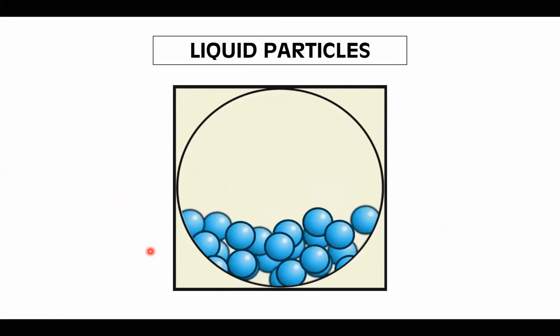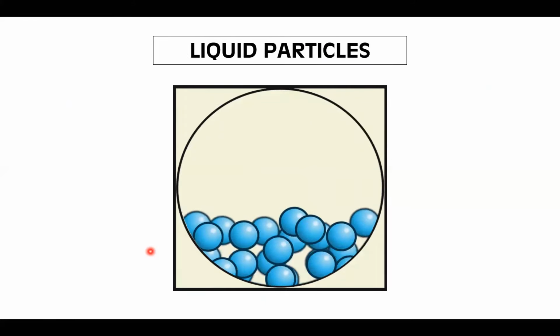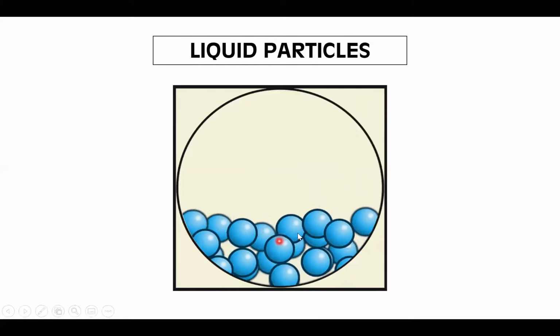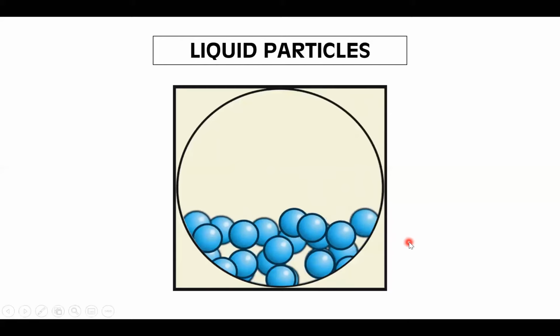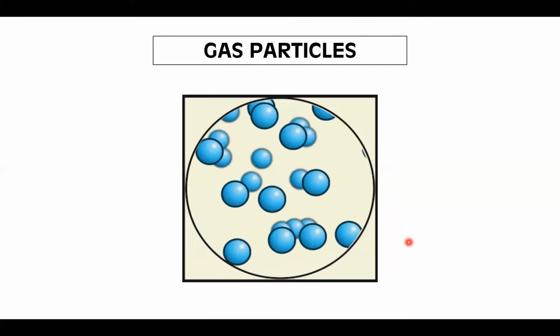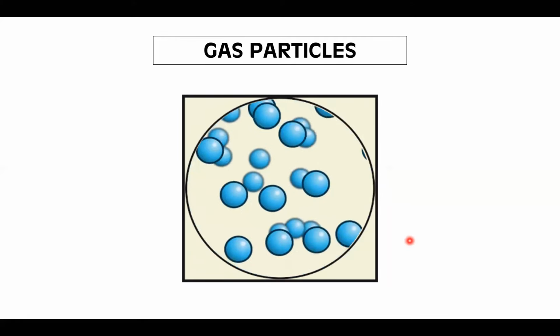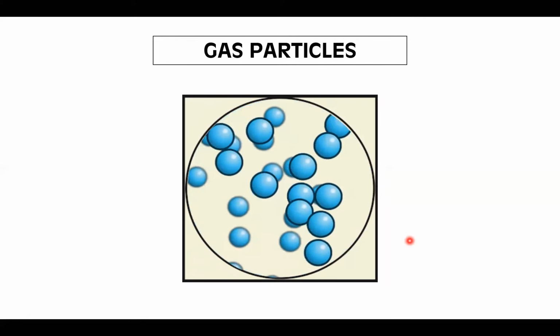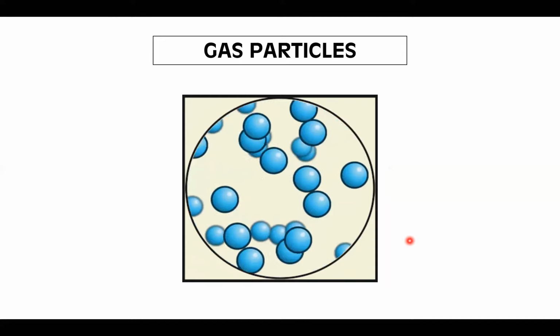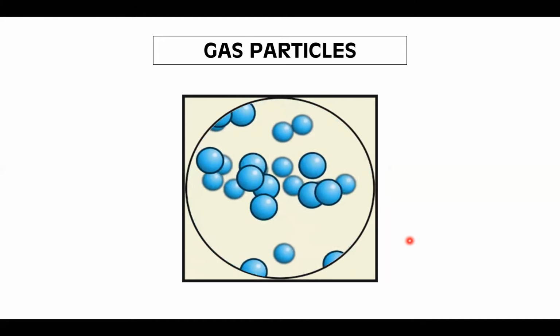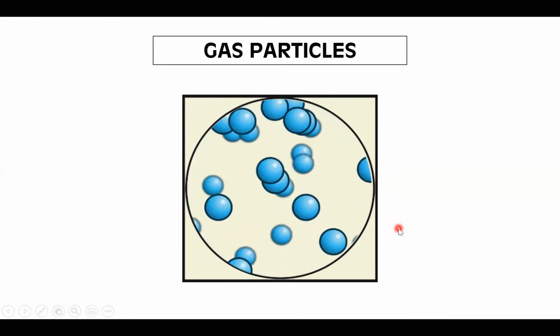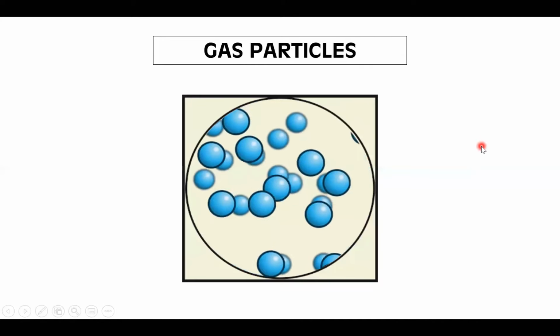This is what particles in liquid look like. So they are arranged like this and they move like this. What about gases? Gases, they look like this. Okay, so we're going to look at the properties of particles in solids, liquids, and gases next.